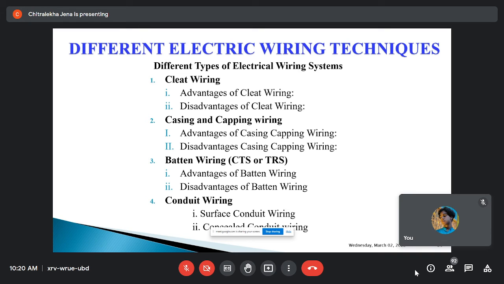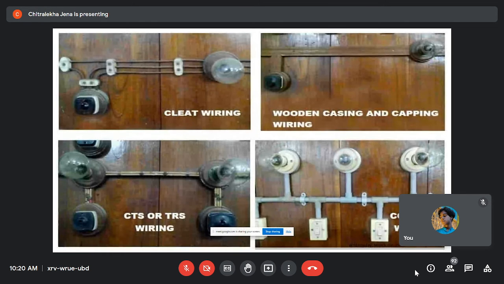So there are different types of electric wiring. The different types of electric wiring systems are: one is cleat wiring, second is casing and capping, third is batten wiring, fourth is conduit wiring. These four types of wiring, I will show you the pictures of the wirings. I will give you the slides, and you will read the advantages and disadvantages. Have you seen this type of wiring? This is the cleat wiring, the first one.